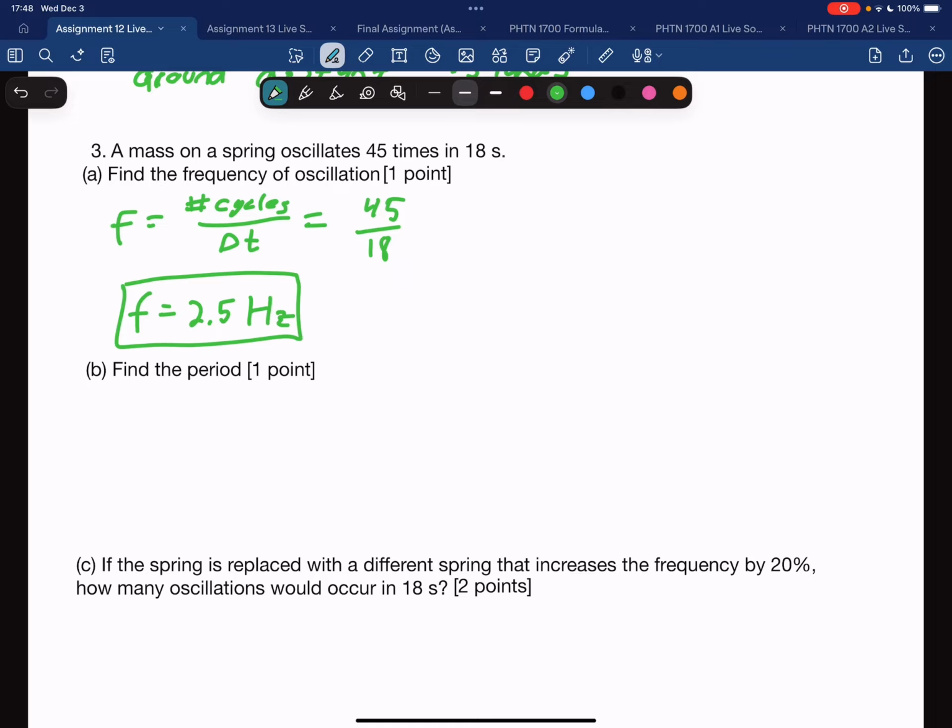For the period, a couple of ways you can find this. You could have used the similarly looking period equals delta t over number of cycles formula. Instead, I felt like using the formula where period is equal to 1 over the frequency. So that is 1 over 2.5, which makes the period equal to 0.4 seconds.